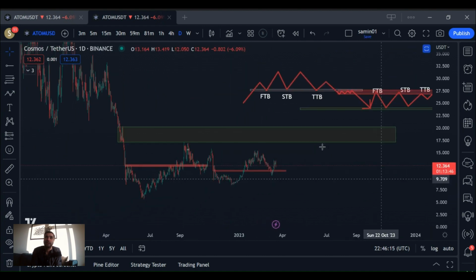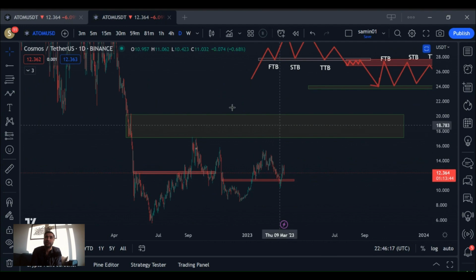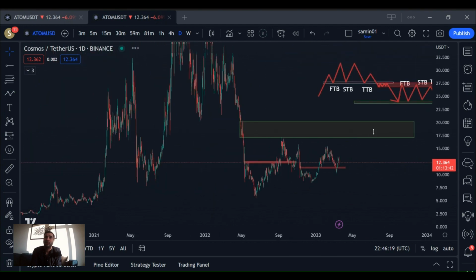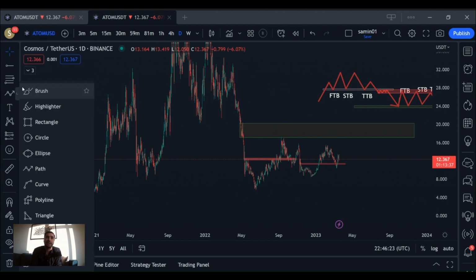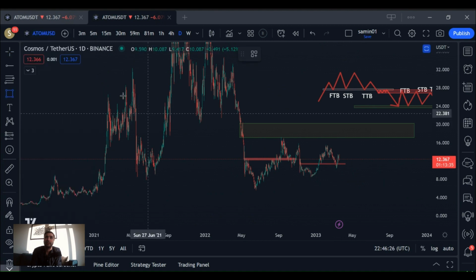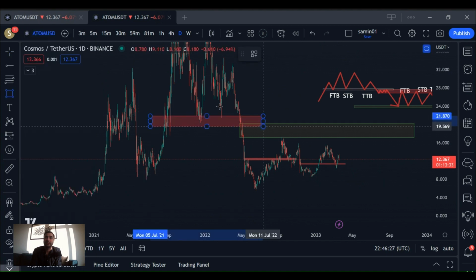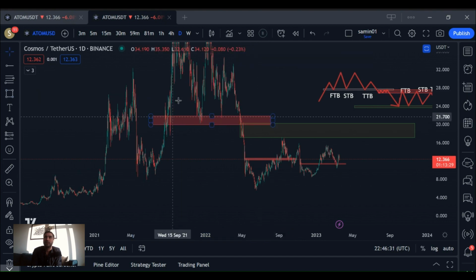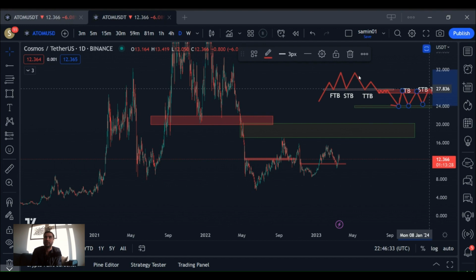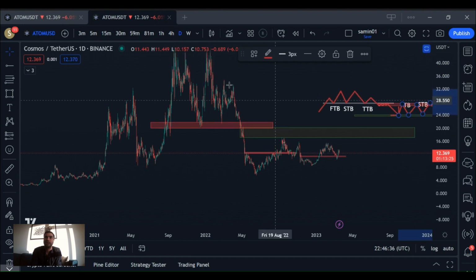This is the one FTR in here. This is the daily time. We have one resistance in here. Okay, we have a support zone in here. You know, we have a support zone in here. You can just see the support in here.